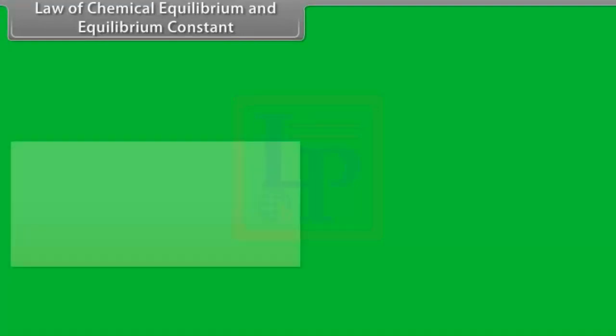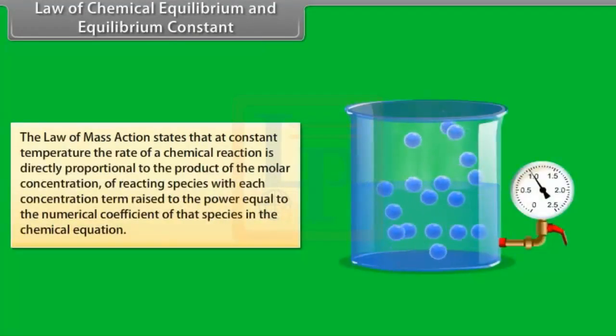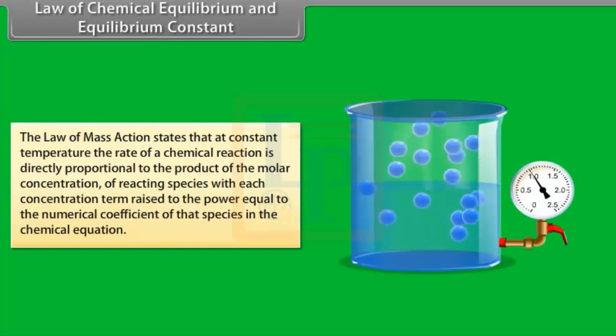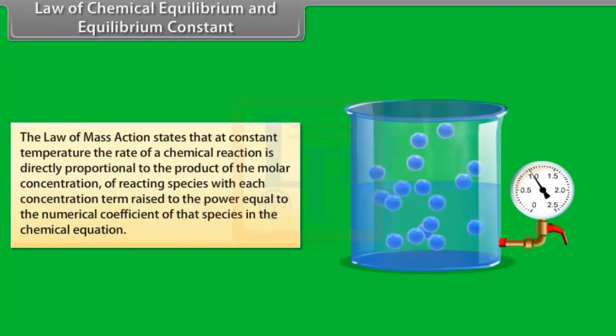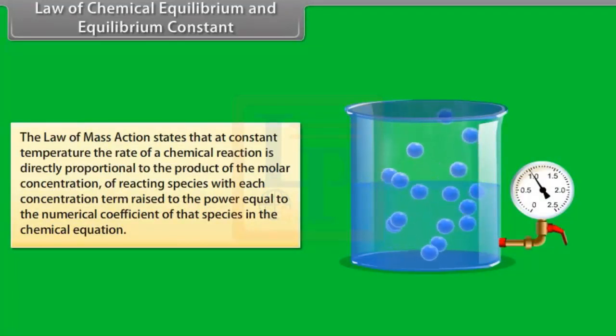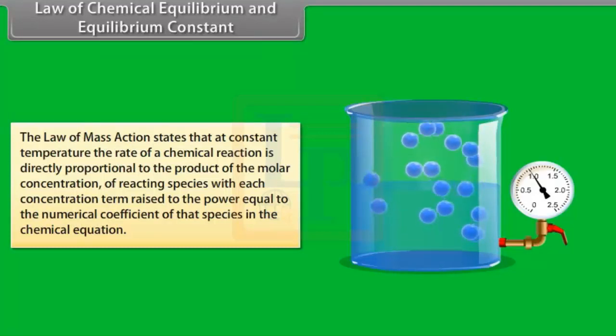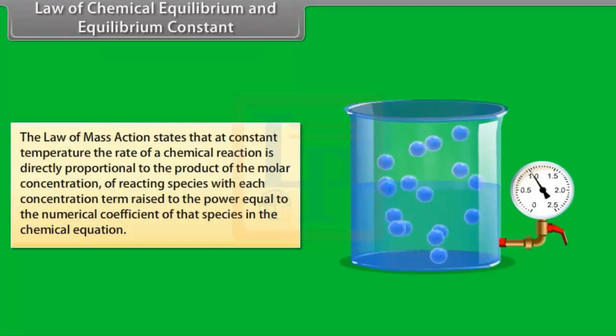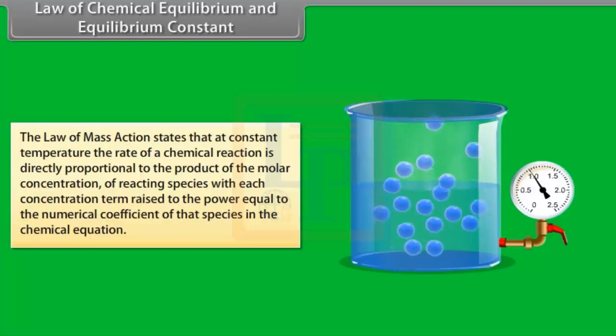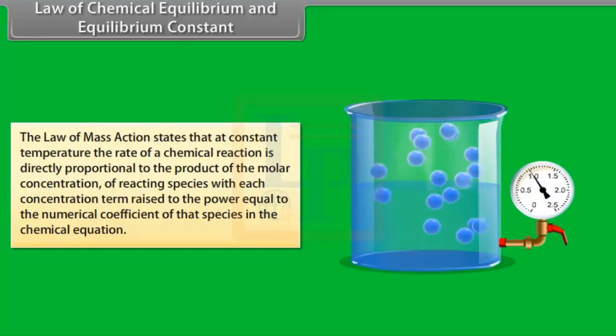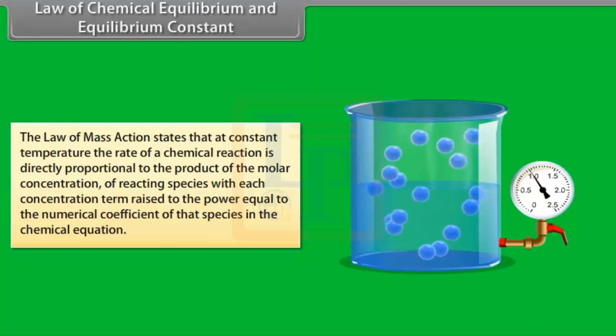Law of chemical equilibrium and equilibrium constant. The law of mass action states that at constant temperature, the rate of a chemical reaction is directly proportional to the product of the molar concentration of reacting species, with each concentration term raised to the power equal to the numerical coefficient of that species in the chemical equation.